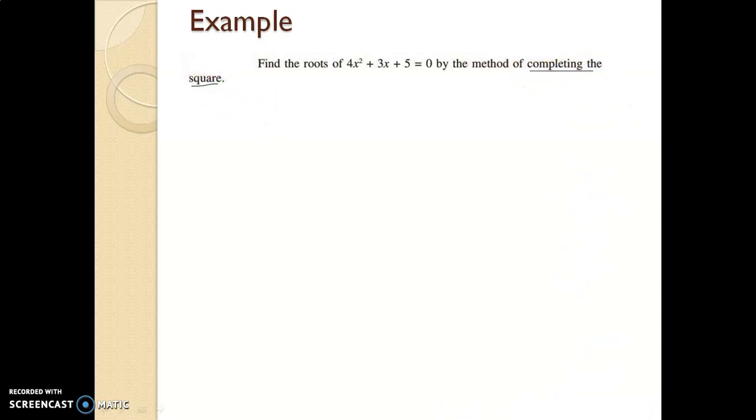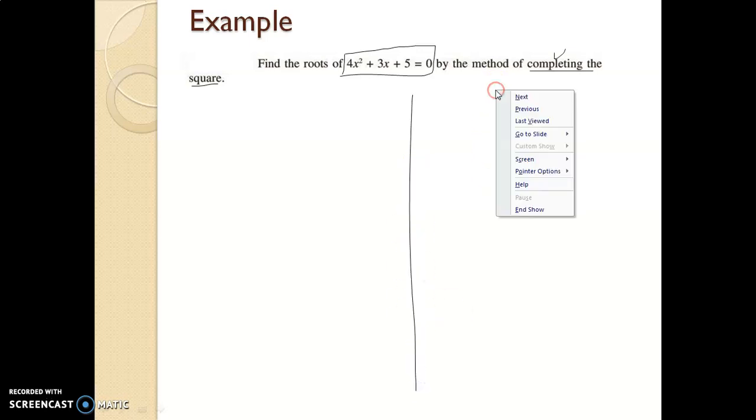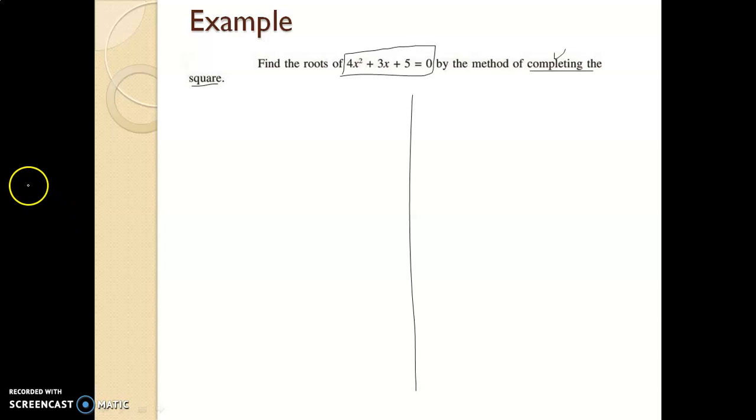Here 4x square plus 3x plus 5 equal to 0 is given. How can we solve this quadratic equation using the completing the square method? In the last class itself I said that we can solve it through two formulas only: one is (a plus b) whole square and another one is (a minus b) whole square. How can we choose the formula? According to the sign of the coefficient of x. Here the sign of the coefficient of x is plus, so we can use the (a plus b) whole square formula. So what is the (a plus b) whole square formula?